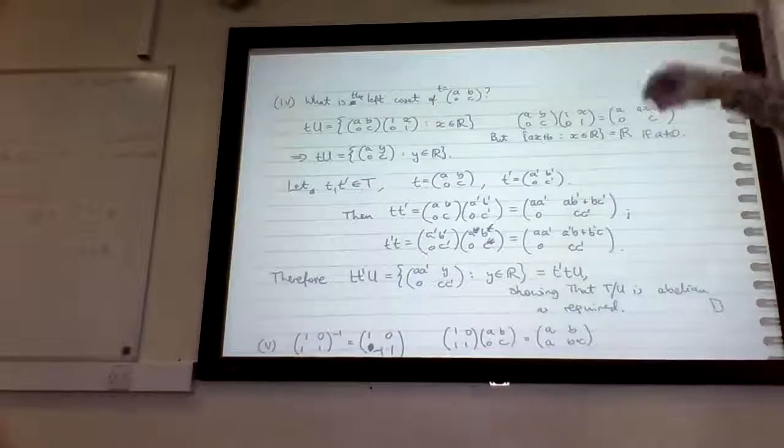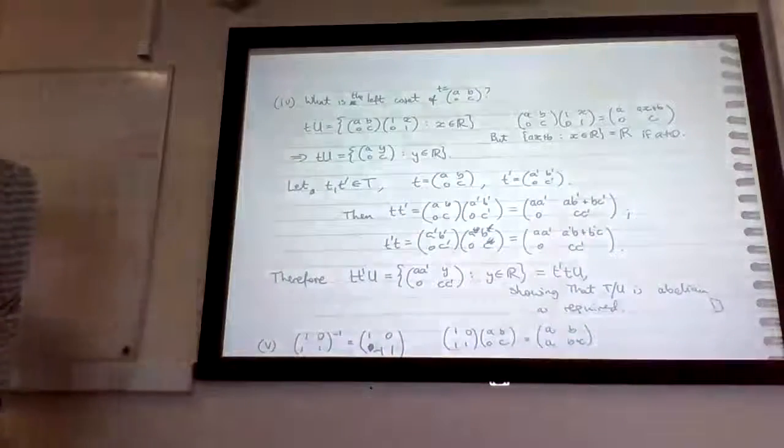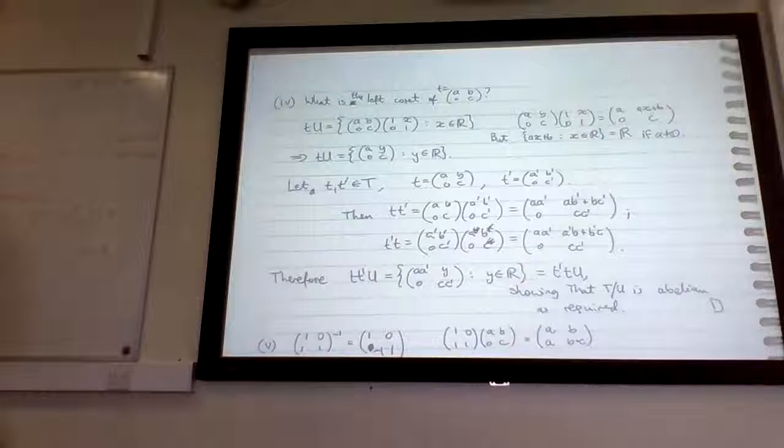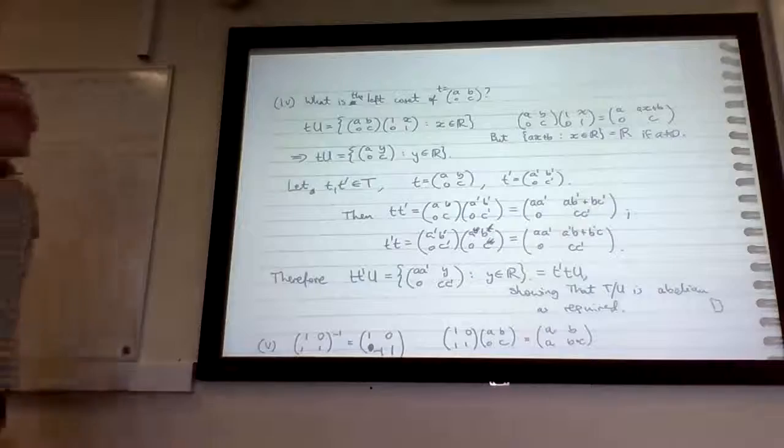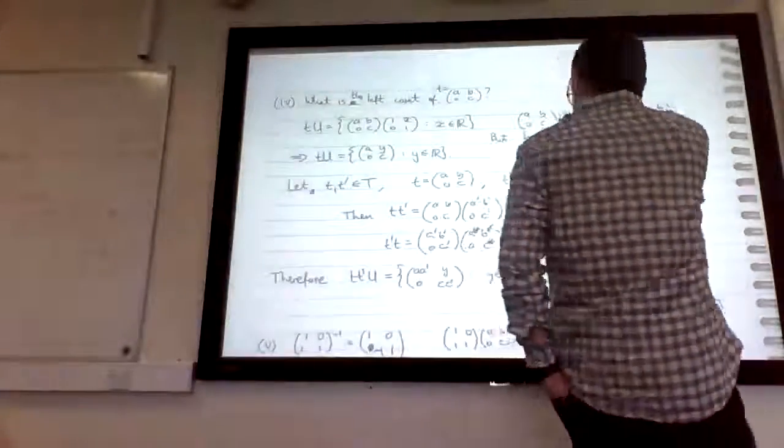So he's doing this because he knows he wants to judge this equality. Rather than dive in straight away with loads of matrix multiplication everywhere, he's taken the view he wants to understand what a typical left coset looks like. Because maybe if you can gain some insight into it, then this judgment will be a lot easier. That's his thinking. So what insight does he get?